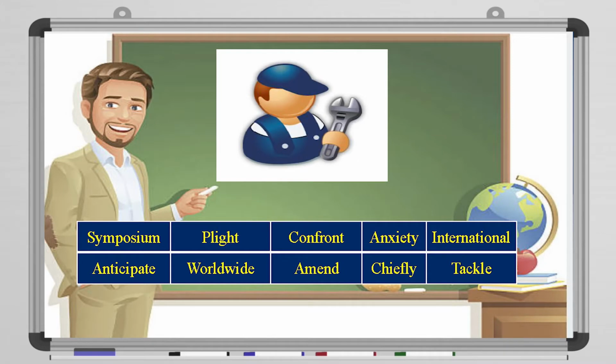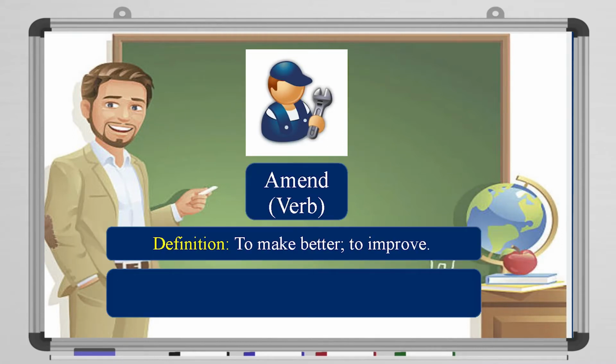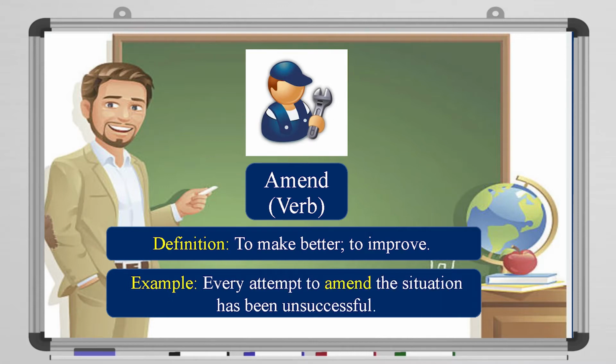So you have some sort of an engineer. What is he doing? He's fixing. So another word for fix. If you chose the word amend, then you are correct. Amend is a verb, and it means to make things better or to improve. So for example, every attempt to amend the situation has been unsuccessful. Did you get that one? Let's look at the next one.